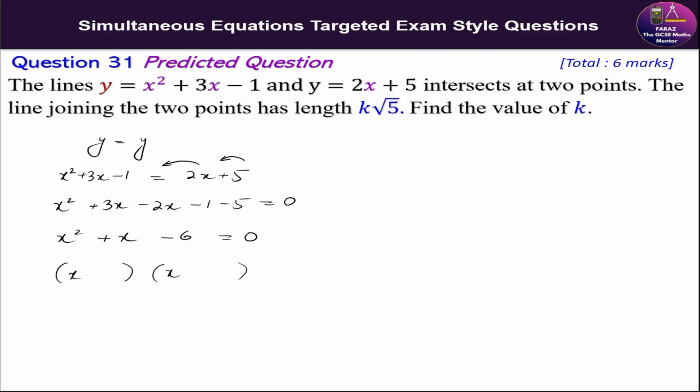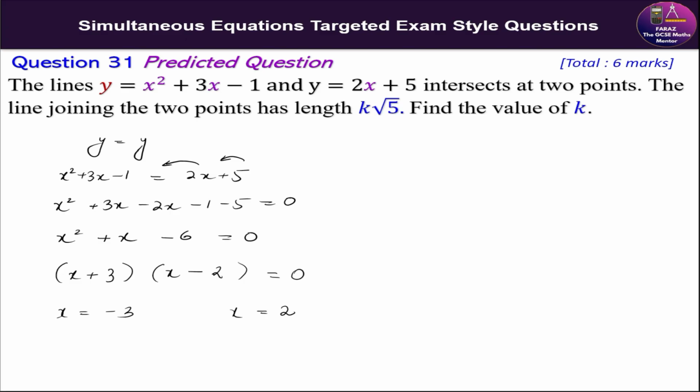Plus into plus will give you plus there. Plus into minus, it will give you minus. We need two numbers that subtract to give 1 and multiply to give negative 6. So those two numbers are 3 and 2. Plus 3 minus 2 is plus 1, and plus 3 into minus 2 is minus 6. So x plus 3 equals to 0, which means x equals to minus 3, and x minus 2 equals to 0, which means x equals to 2.